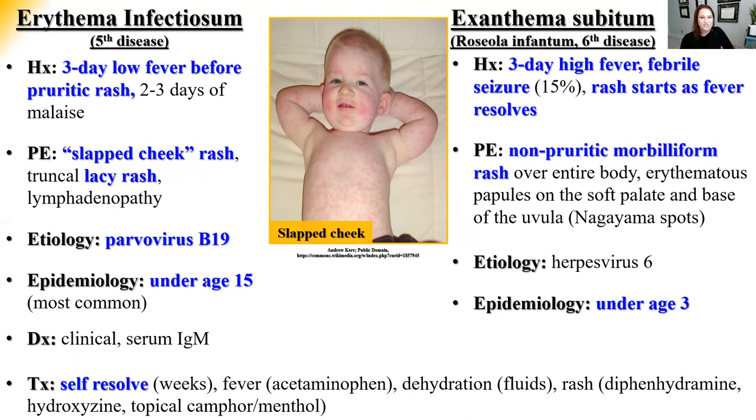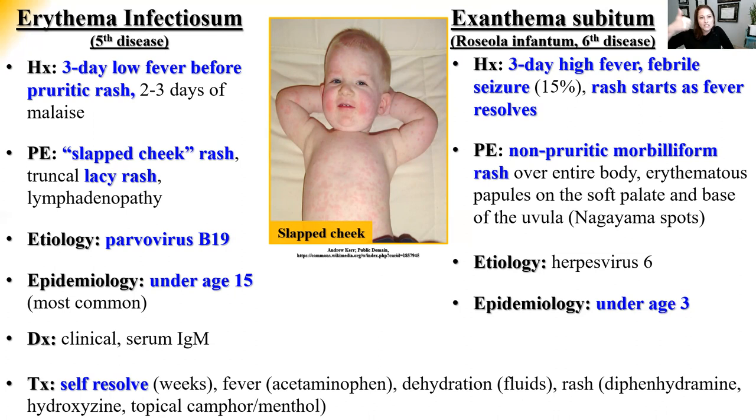In 5th disease, they get a mild, low fever before they get this pruritic rash. And with this one, remember 5th disease, 5 fingers, slap your face. This one has a slapped cheek rash, whereas 6th disease does not. In erythema infectiosum, 5th disease, this is going to be a younger age, typically under 15. Most of your 6th disease is going to occur under age 3. So it's a younger demographic there. In 6th disease, they get the rash without the slapped cheek.